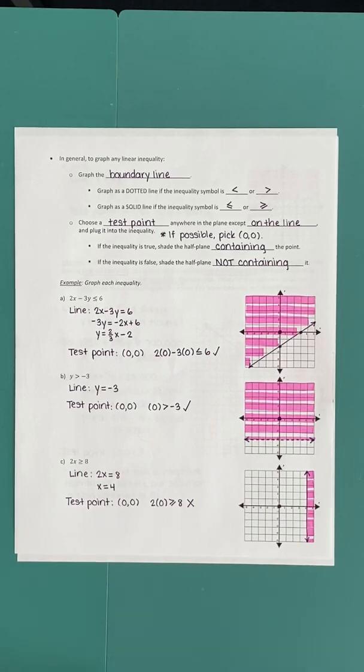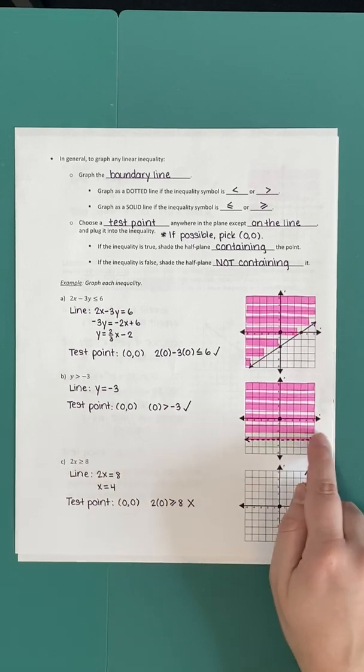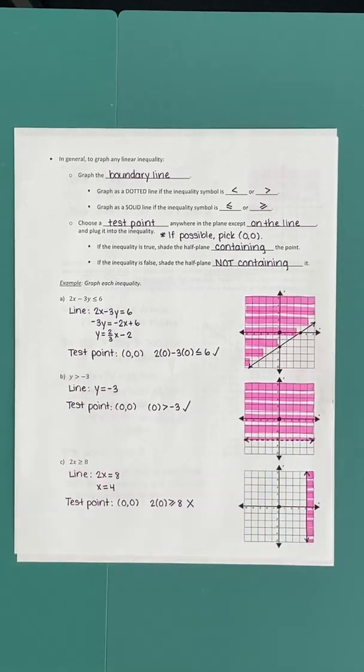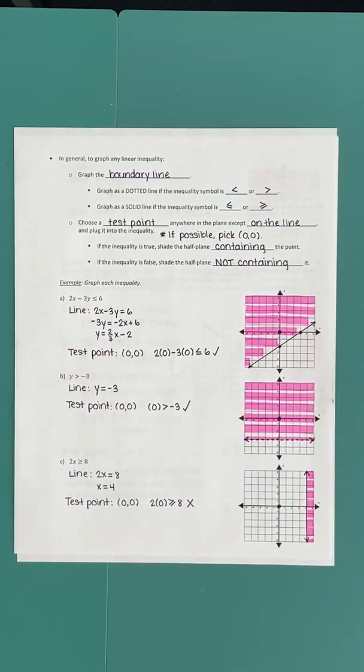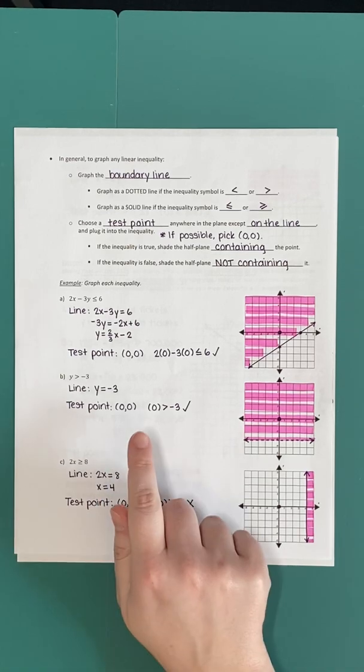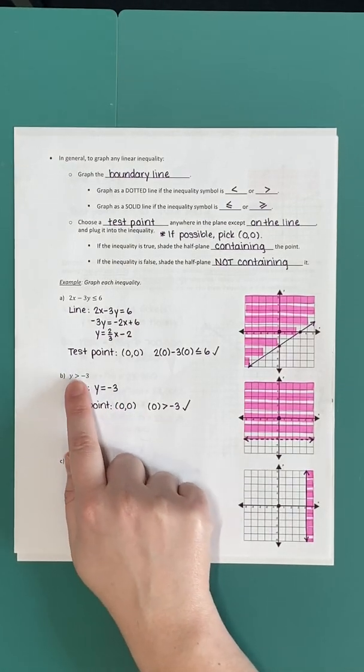Now we need to determine, do we want the portion of the coordinate plane above it, or do we want the portion of the coordinate plane that's below our boundary line? So I pick my test point. Again, (0, 0) is a good option because it's not on the line and it's going to be easy to plug in. So my test point is (0, 0). I'm going to plug it into my inequality.